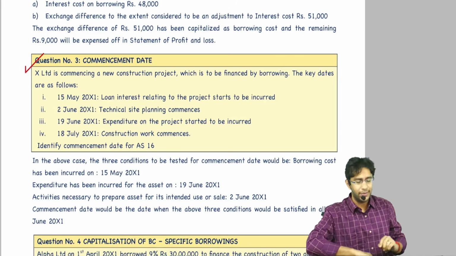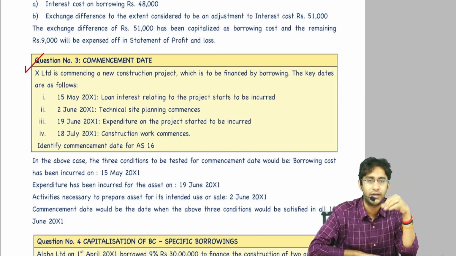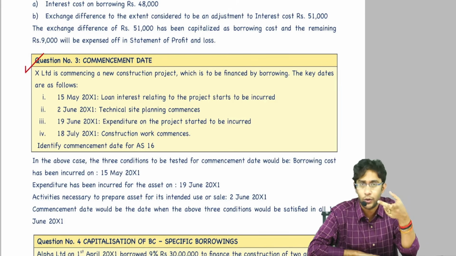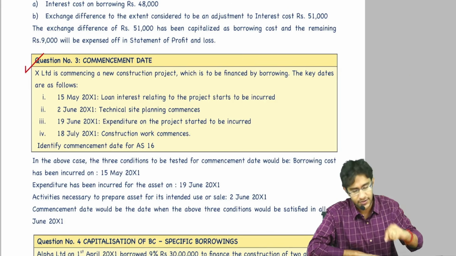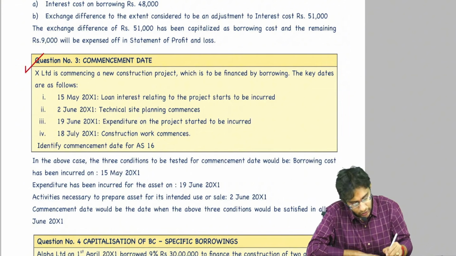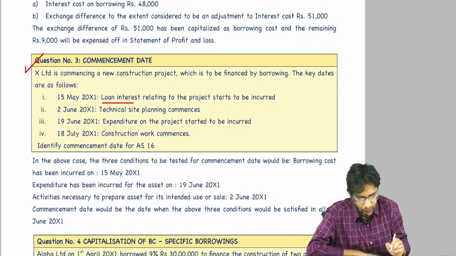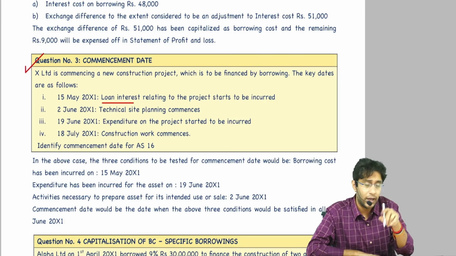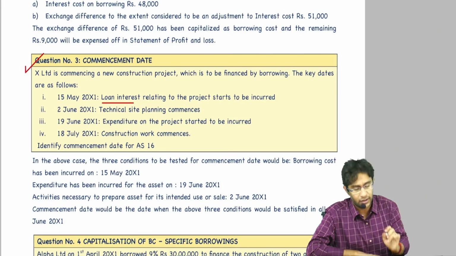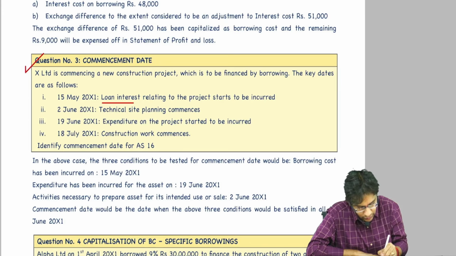So what is the commencement date? It's the date when you can start capitalizing the borrowing cost. When can you do that? Three conditions must be cumulatively satisfied. What are the 3 conditions? Number 1, borrowing cost must be incurred. That happened on 15 May. But expenditure on the qualifying asset also must be incurred. That happened on 19th of June.